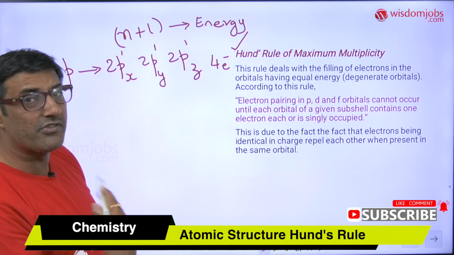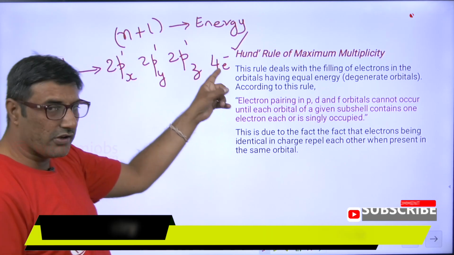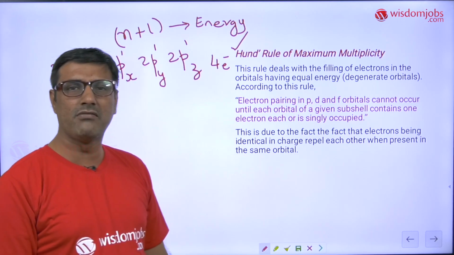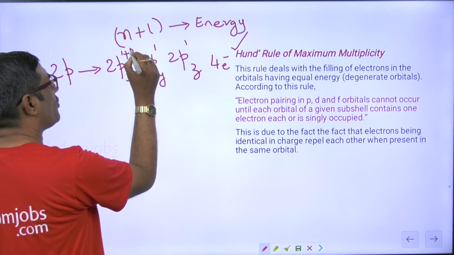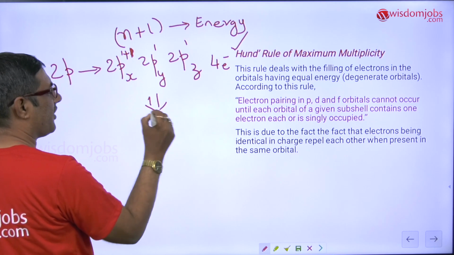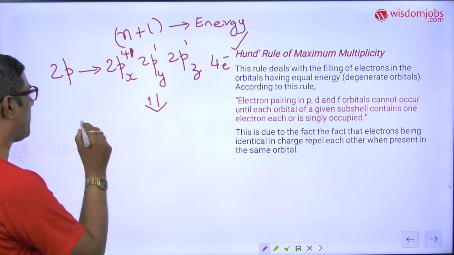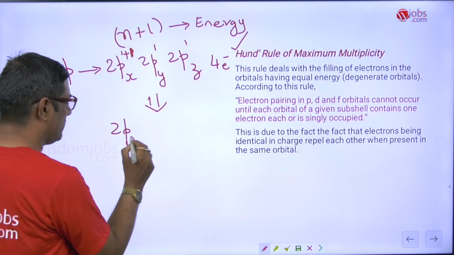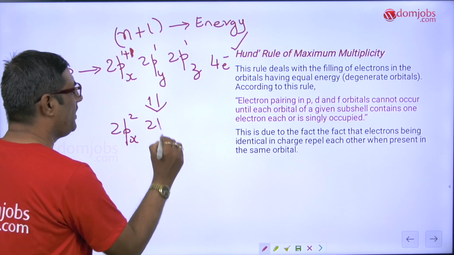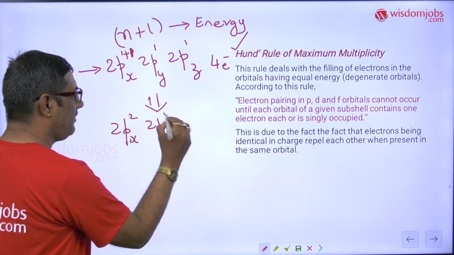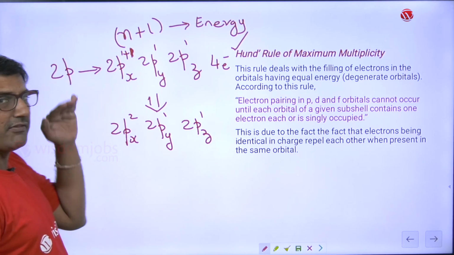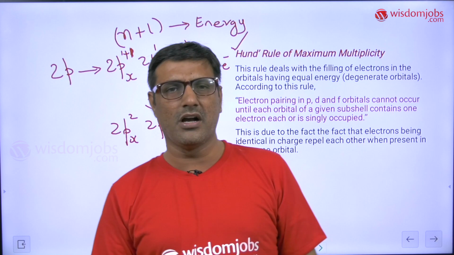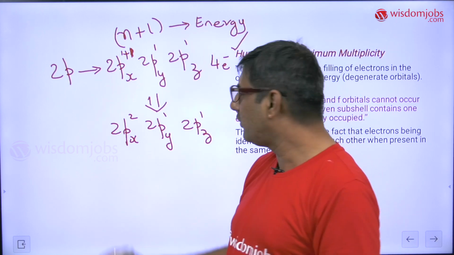Now comes the pairing. Since there are 4 electrons, the 4th electron is to be filled in one of the orbitals, and that is filled here. So in total, the effective electronic configuration would be 2px2, 2py1 and 2pz1. This is the correct way of filling the electronic configuration in the 2p subshell.